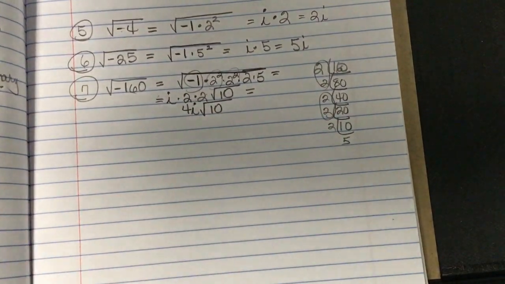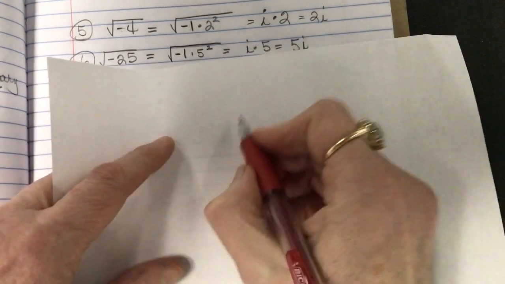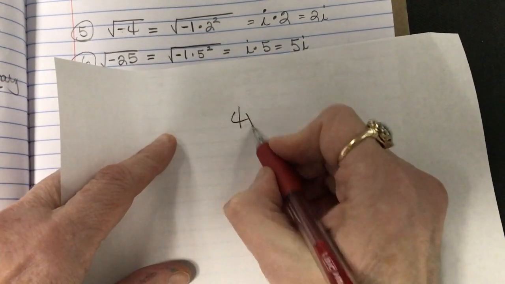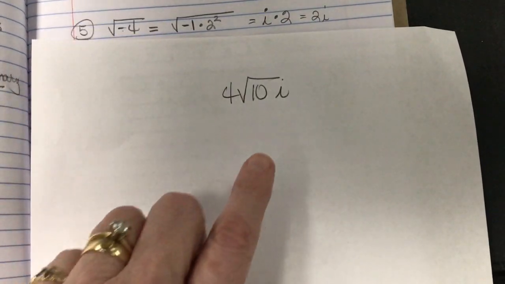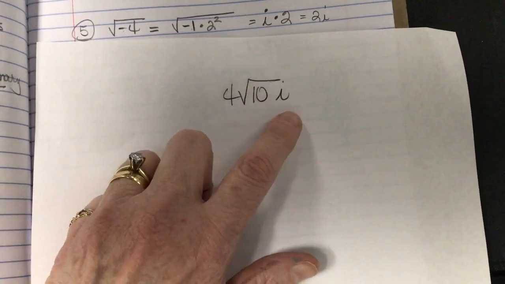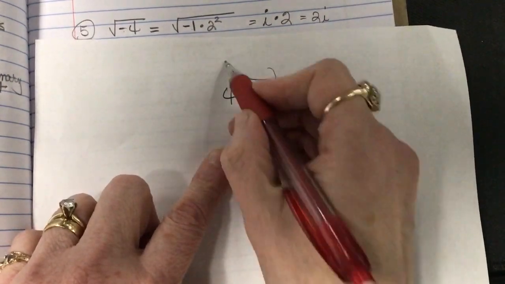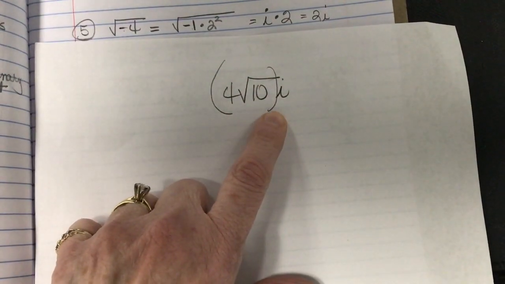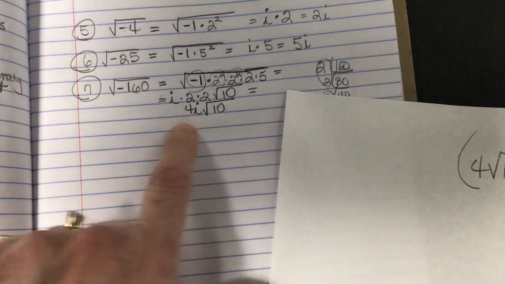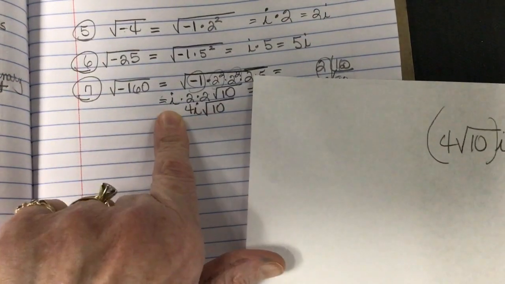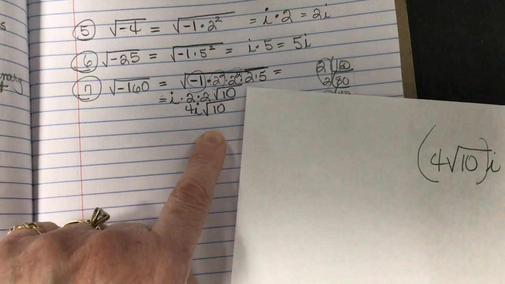You don't want to put it at the end, because here's what happens. If you do 4 square root of 10i, the question is, is that i under the radical or not? If you were going to do it like this, you would have to put parentheses to show where it is. So that's why I put it over here. There's no question that you took the square root of -1 out of it.